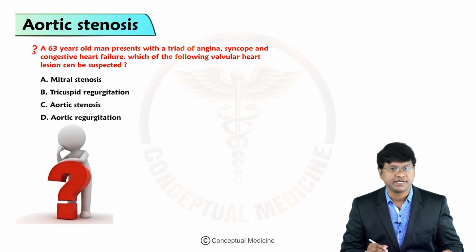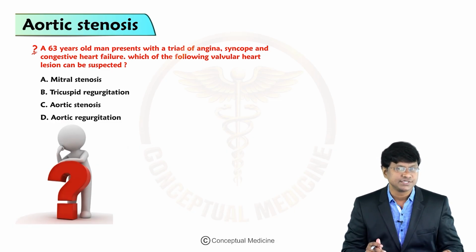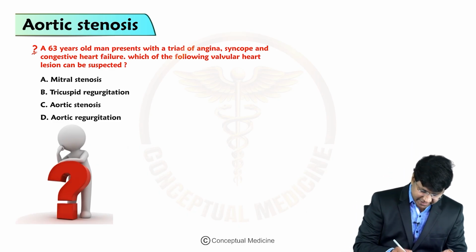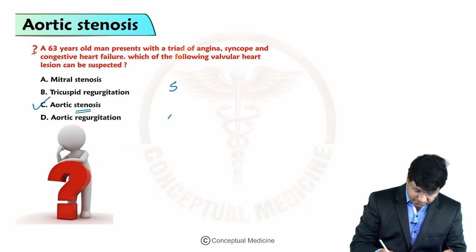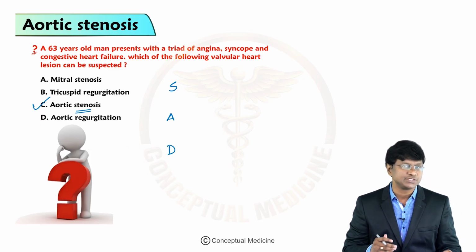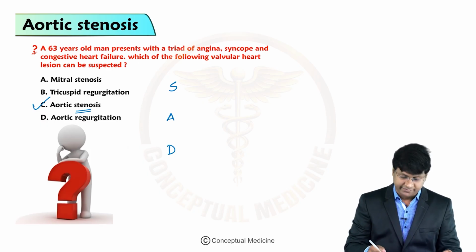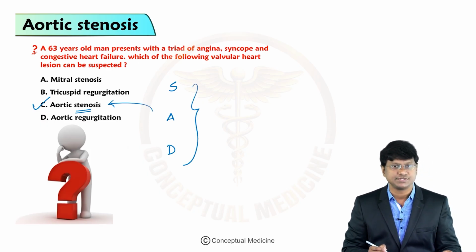A 63-year-old man presents with a triad of angina, syncope and congestive heart failure. Which of the valvular heart lesions can be suspected? Mitral stenosis, tricuspid regurgitation, aortic stenosis and aortic regurgitation. So the answer in this question is aortic stenosis. Why? Because you take this SAD, that is syncopal attack, angina and dyspnea secondary to congestive heart failure.